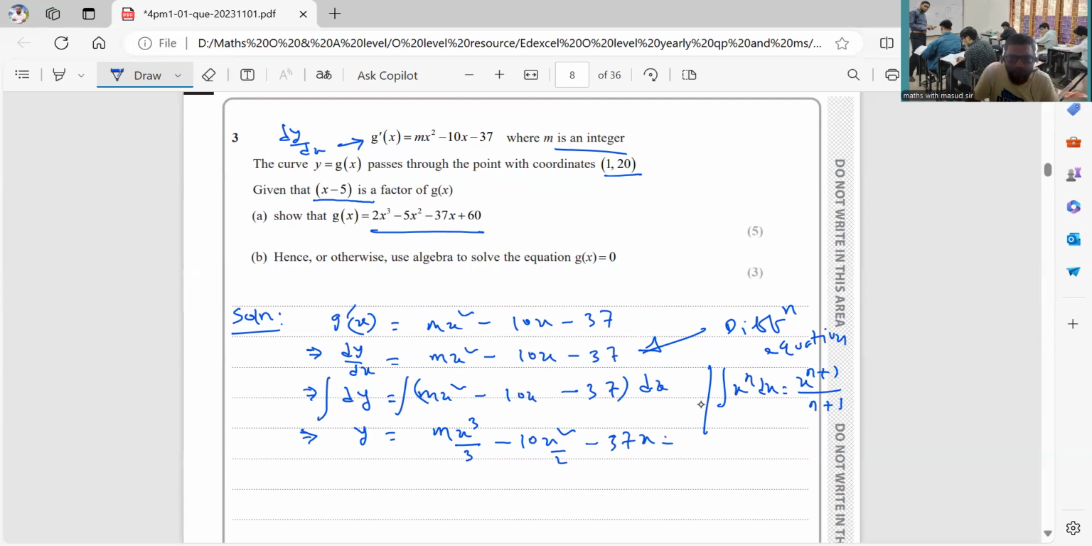And a very important thing: you have to write the constant, because this is indefinite integration. So definite integral and indefinite integral. For a definite integral, there is a limit given. If no limit is given, that means it is an indefinite integration. For the indefinite, you have to add the constant c. Okay. And another formula here: if a constant is given, what is the integration? Integral of a dx is ax plus c.